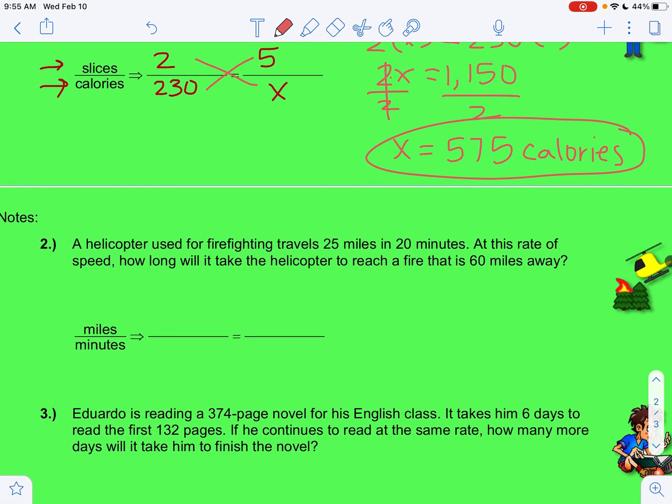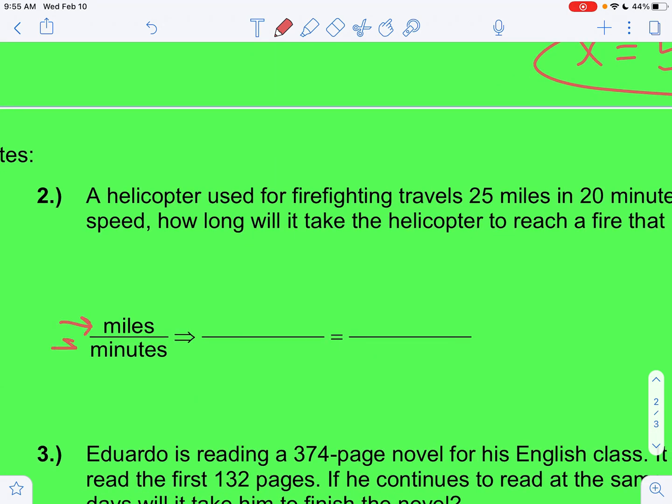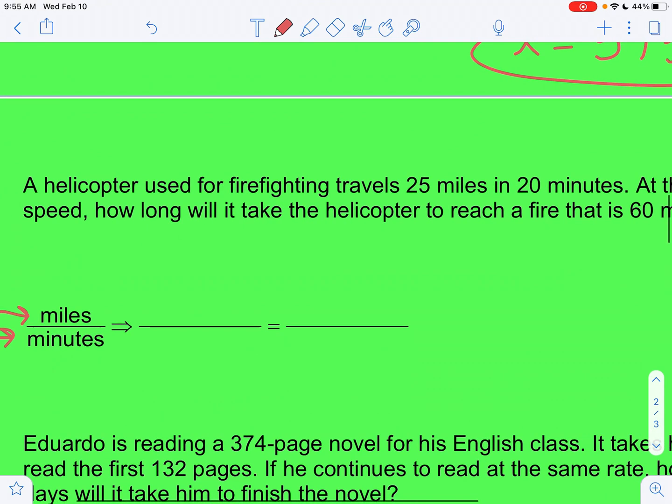A helicopter used for firefighting travels 25 miles in 20 minutes. At this rate of speed, how long will it take the helicopter to reach a fire that is 60 miles away? Alright, so we are setting up our proportion as miles over minutes. So taking a look at that first sentence, a helicopter used for firefighting travels 25 miles in 20 minutes. Let's set up our ratio. We're going 25 miles in 20 minutes.